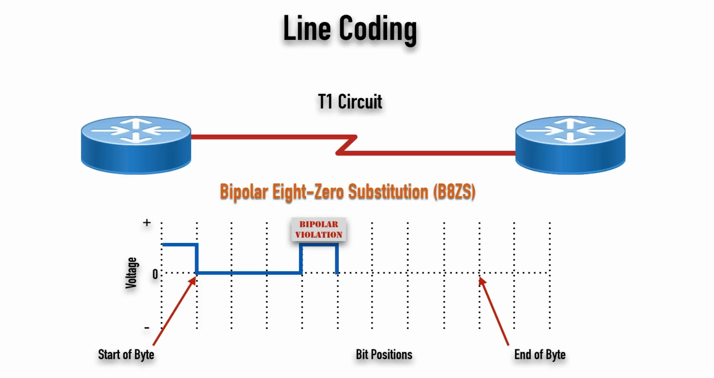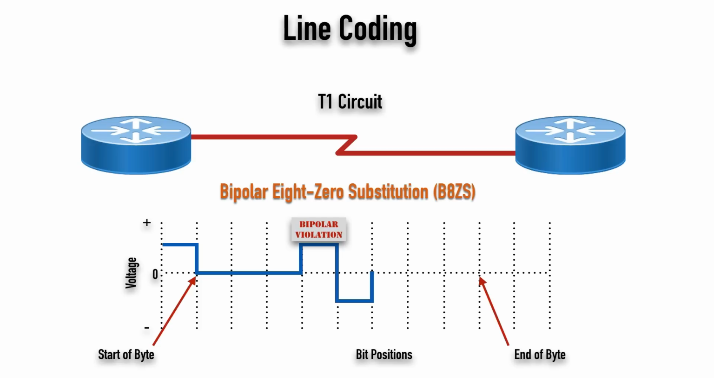But if the equipment is told to use B8ZS, it can recognize bipolar violations at very specific bit positions. It can recognize that as a code way of saying, hey, this isn't really a violation. This is representing a byte that contains all zeros. Now, remember one of the goals we had. We want to have an average of 0 volts on the wire. Well, I just sent another positive voltage. To make up for that, I want to send a balancing voltage after that. So in the 5th bit position, I'll send a negative voltage to balance things out.